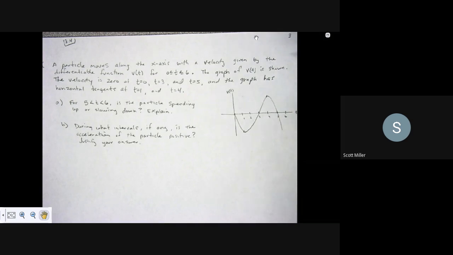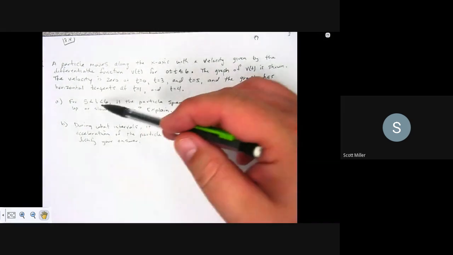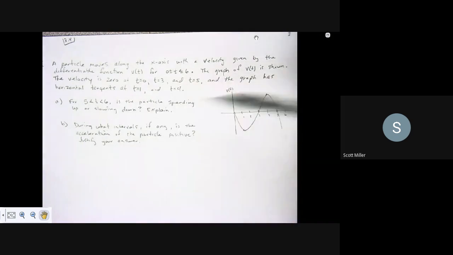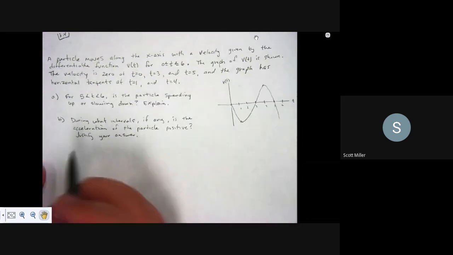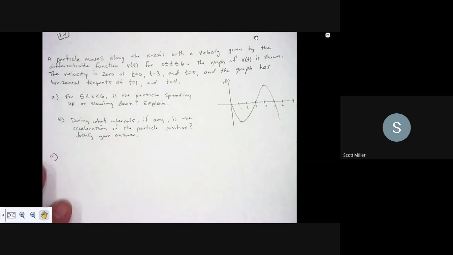Part A. For t between 5 and 6, is this particle speeding up or slowing down? Explain. So again, I don't have a function. I don't have a table. I only have a picture. So how can I figure this out? Well, let's break this down. A particle's speed is determined by the sign of the velocity function and the sign of the acceleration function. If they are the same, then it is speeding up. If they are different, then it's slowing down.